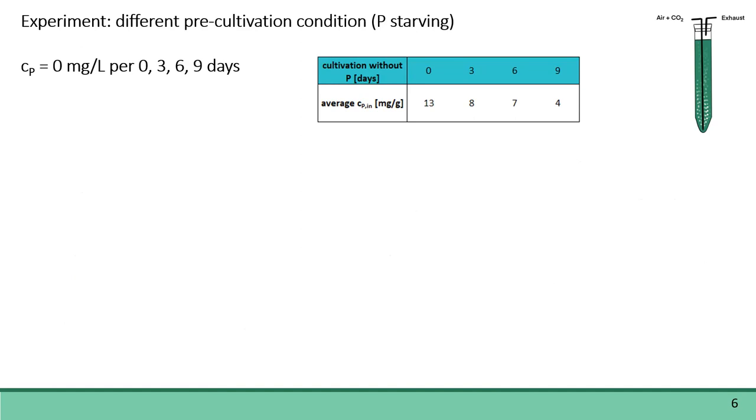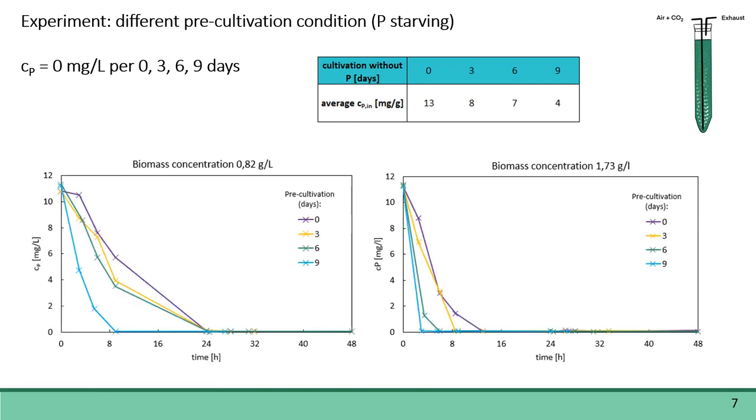So this is the longest starvation. It has just four milligrams phosphorus per gram of dry biomass. Then we put this obtained biomass into fresh complete medium and again checked the phosphorus uptake. So you can see that the most starved biomass has the fastest phosphorus uptake from media. We tested it for two biomass concentrations.